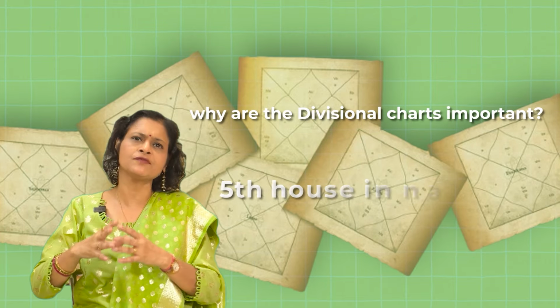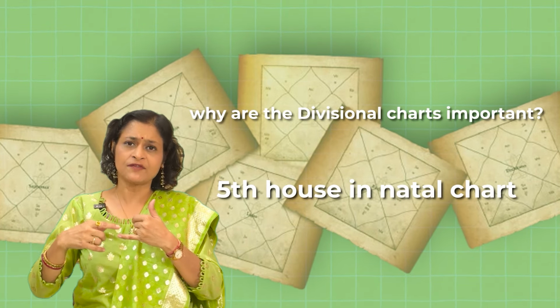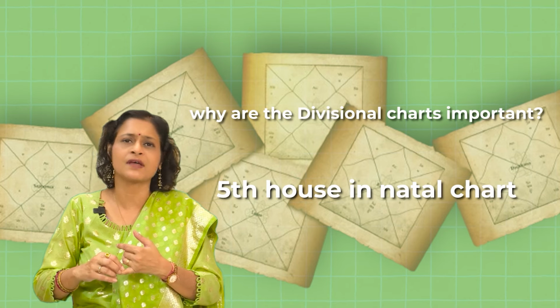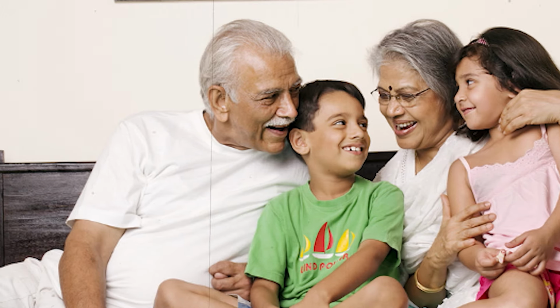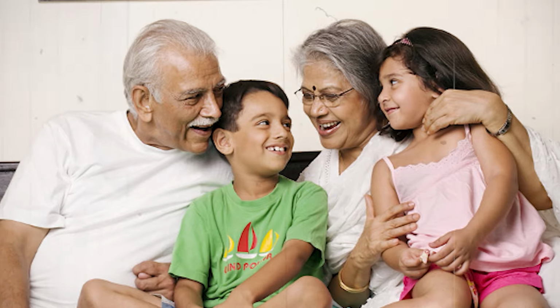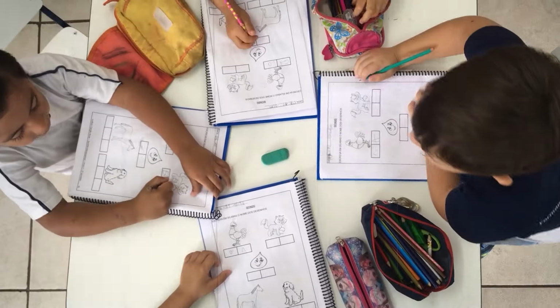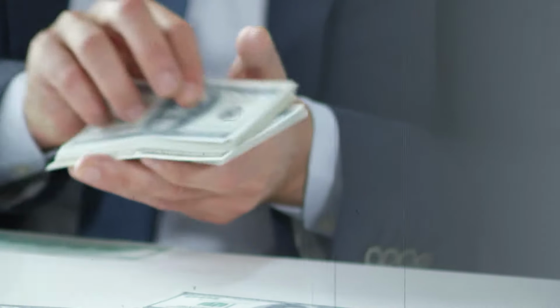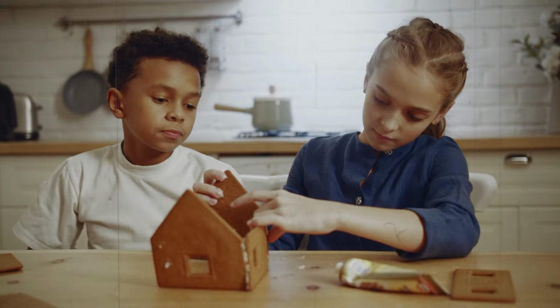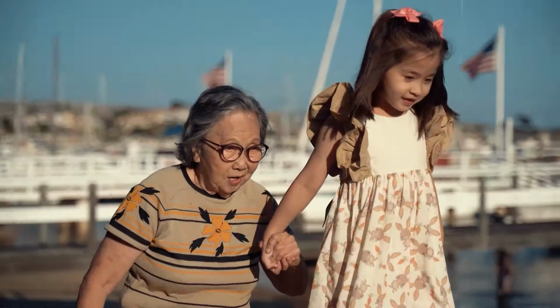When I talk about the 5th house of the natal chart, the 5th house gives me so many things. It talks about my children, my grandparents, my intelligence, the kind of students I may have, and the large monies that I make. So what will help me decide very practically that I will have these kind of results with my children, or with my grandparents?